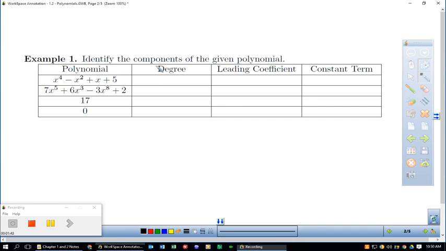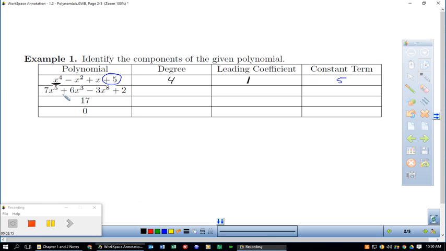Identify the components of the given polynomial. So here, x to the 4th minus x squared plus x plus 5, the degree of that is going to be the highest exponent, in this case 4. The leading coefficient is going to be the constant in front of that term, which in this case is just a 1. Leading coefficient is 1. And the constant term is this one right here, the positive 5.